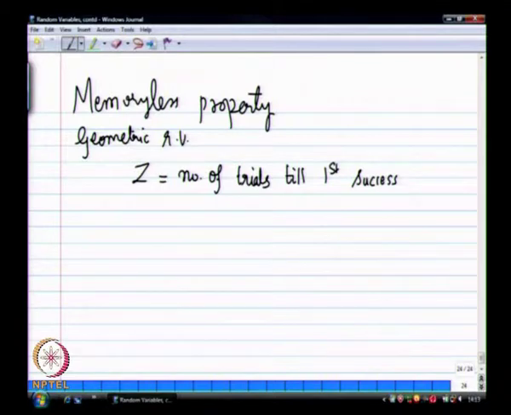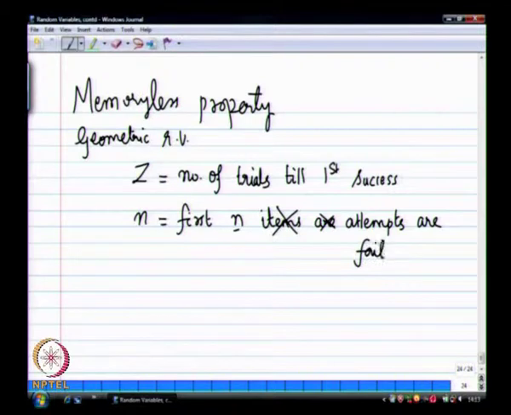So if you are trying to transmit a packet, this is the number of trials till the first success. Let us say you already tried transmitting this packet n number of times. So you have tried n times, and it has been failures. So the first 10 attempts are failures. So z is the total number of trials, and n is the first n attempts which have all ended up being failures. I use this variable y, and this is the exact definition: number of additional trials needed.